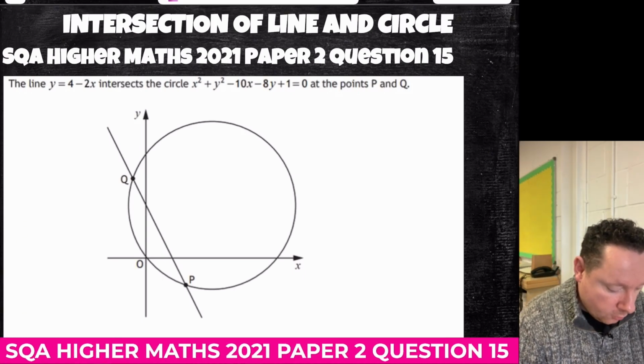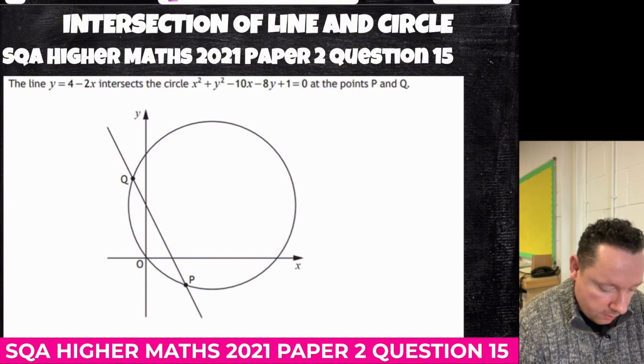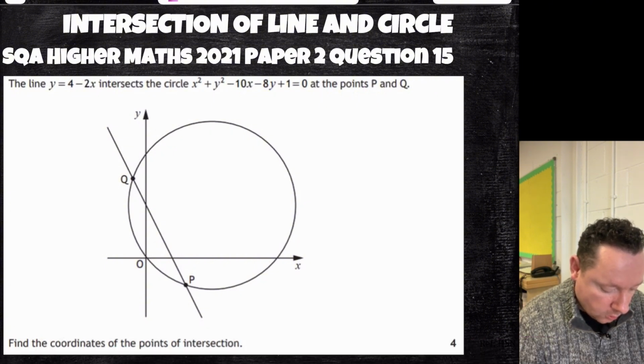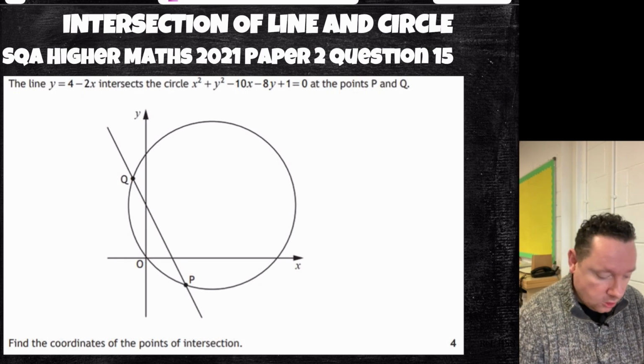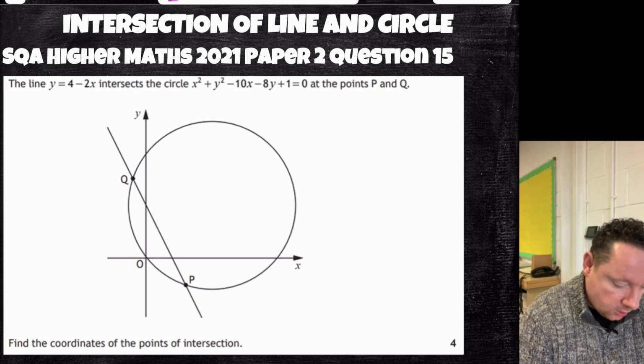SQA Higher Maths 2021, Paper 2, Question 15. The line y equals 4 minus 2x intersects this circle at the points P and Q. Find the coordinates of the points of intersection. So this is substitution for simultaneous equations. So I'll just substitute y into my equation of the circle.